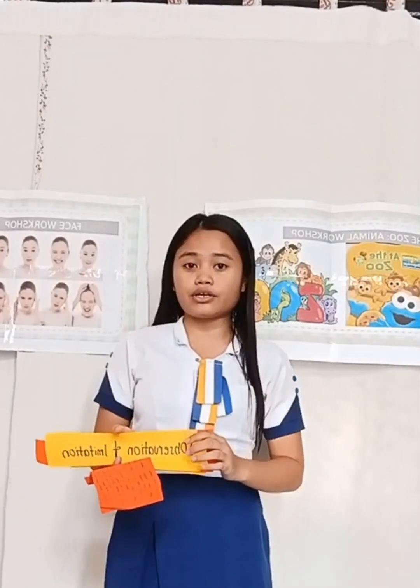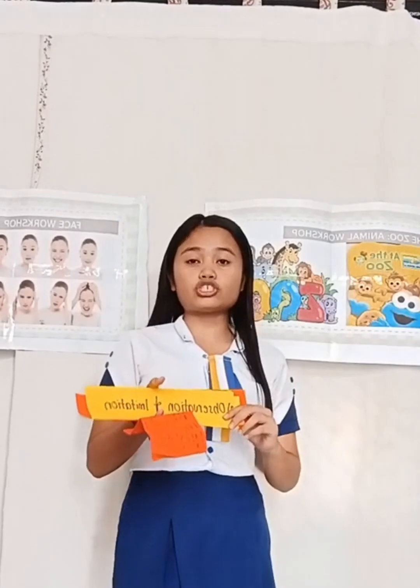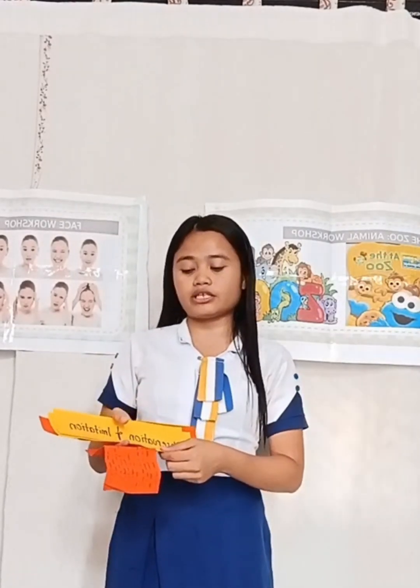Then step 2, we have observation and imitation. In this step, John will observe how his chosen animal behaves, how it communicates with others, and how it acts. Then, after observing, John started to imitate the bear. He walks heavily and tries to show a strong personal appearance or strong personal behavior, just like what a bear does.